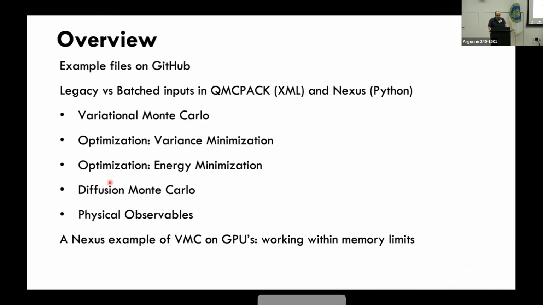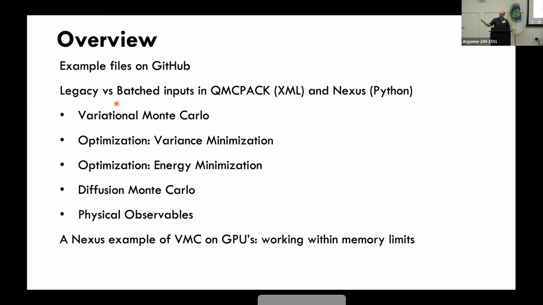Okay, so overview of what I'm going to share. First of all, I'd like to give a bit of an overview of example files on the GitHub site that are up and ready that you can run right now. So again, if this talk gets a little dry, mosey over to the GitHub site, download it, try running the examples for yourself. That's what I would advise. So I'll go over the example files. I'll share a bunch of examples of legacy versus batched inputs for QMCPACK, so the changes in the XML and also the changes in the NEXUS, which is represented in Python for common use cases.